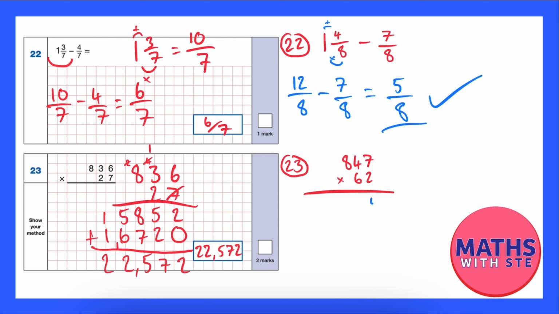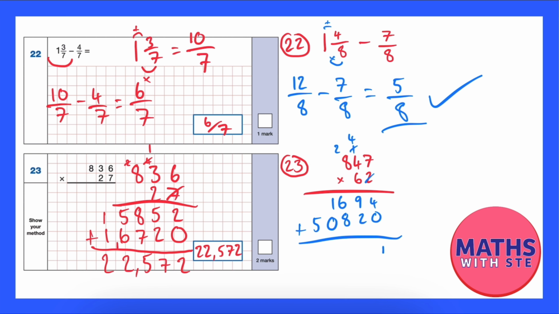2 times 7 is 14. 2 times 4 is 8, plus 1 is 9. And 2 times 8 is 16. Cross that out, add a 0. 6 times 7. I've done it again, haven't I? What's 6 times 7 again? It's 42. There we go. 6 times 4 is 6, 12, 18, 24. Add 4 is 28. So 8 there, 2 there. 6 times 8 is 48, plus 2 is 50. So 5, 0.